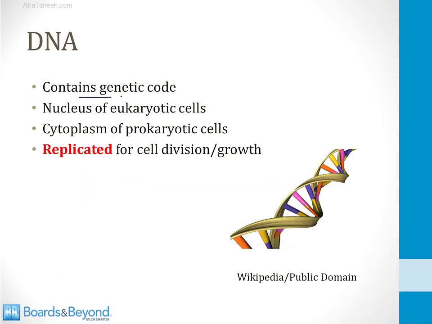DNA contains our genetic code. It's found in the nucleus of eukaryotic cells like human cells. It's found in the cytoplasm of prokaryotic cells like those of bacteria. And in order for a cell to divide, it needs to replicate or copy its DNA so that when the cell splits into two daughter cells, each cell can have a copy of the genetic code.